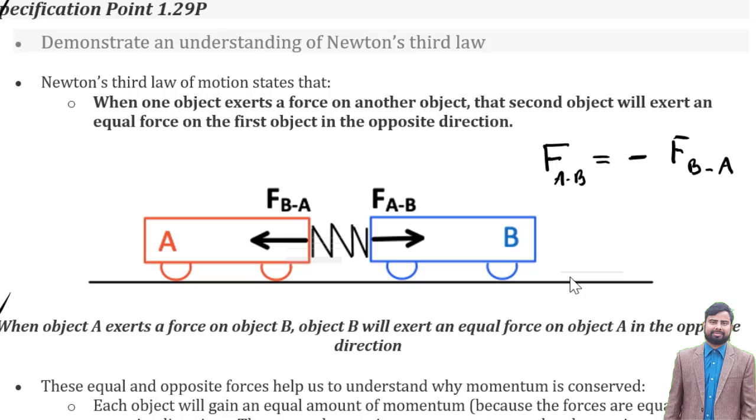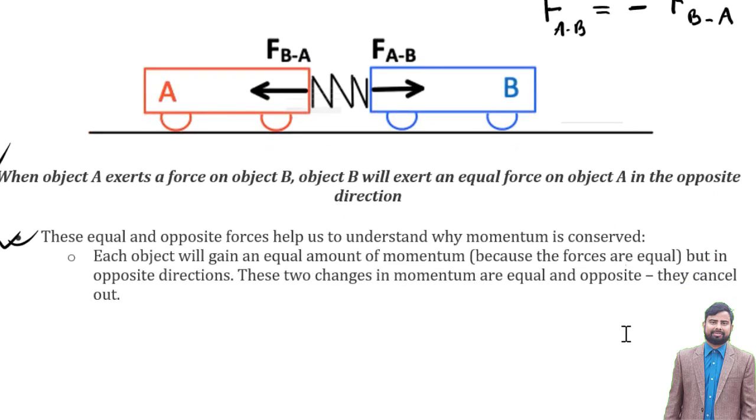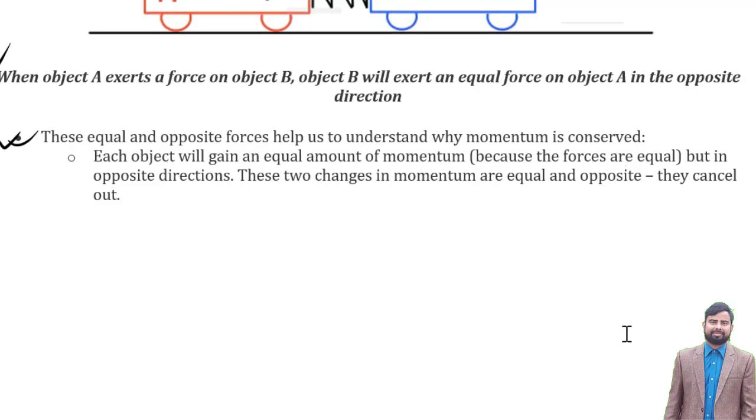These equal and opposite forces help us to understand why momentum is conserved. Each object will gain an equal amount of momentum because the forces are equal but in opposite directions. These two changes in momentum are equal and opposite. They cancel out.